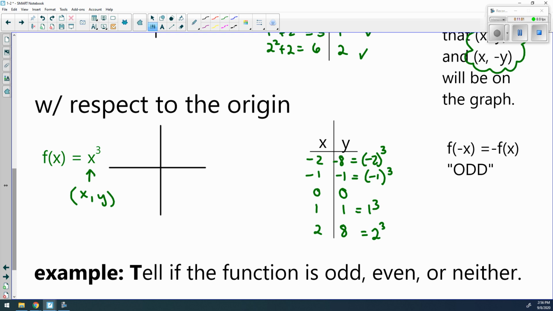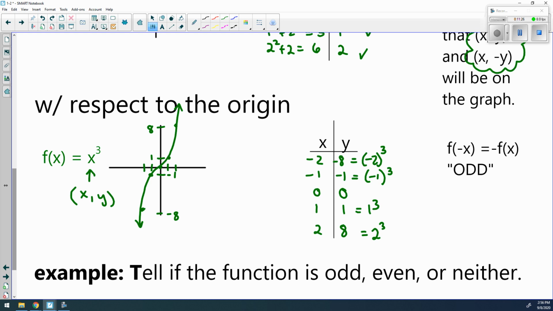So let's plot those points. Over -2, here's -8. Over -1, down 1. Over 0, up 0. Over 1, up 1. And then let's go over 2 and go up 8, so up to 8. Well, this is a cubic function. I recognize that. It's going to look something like this.